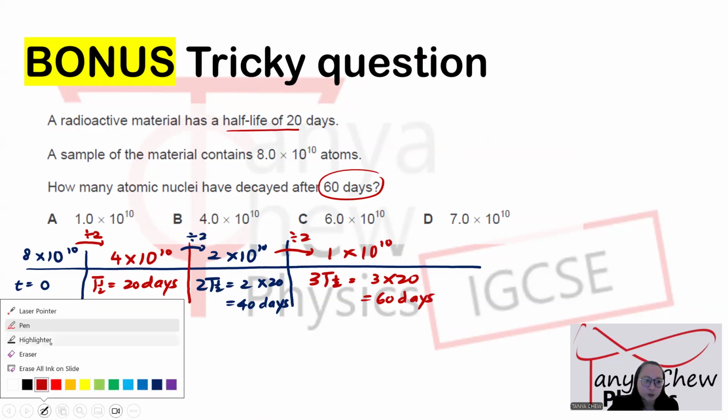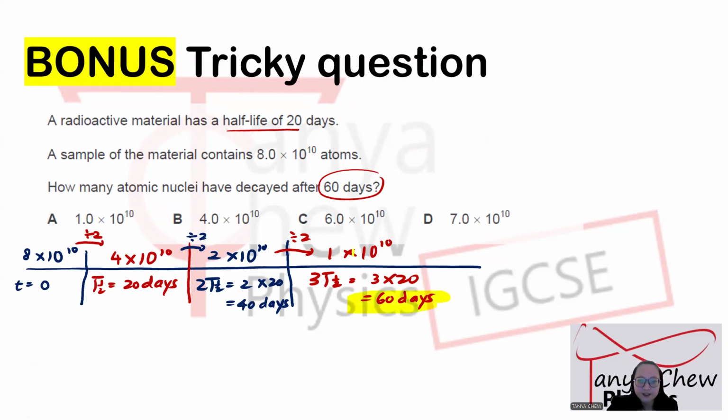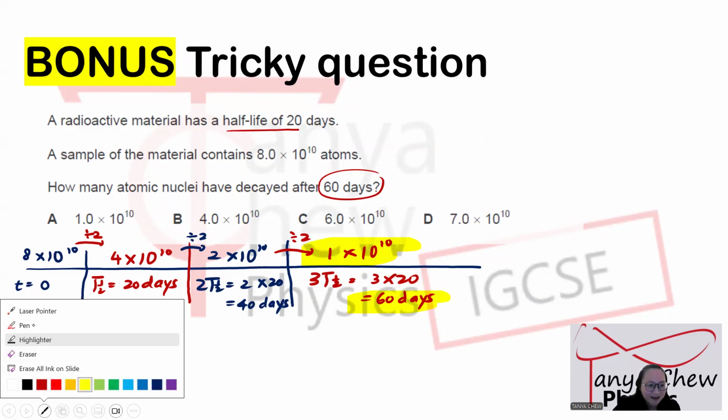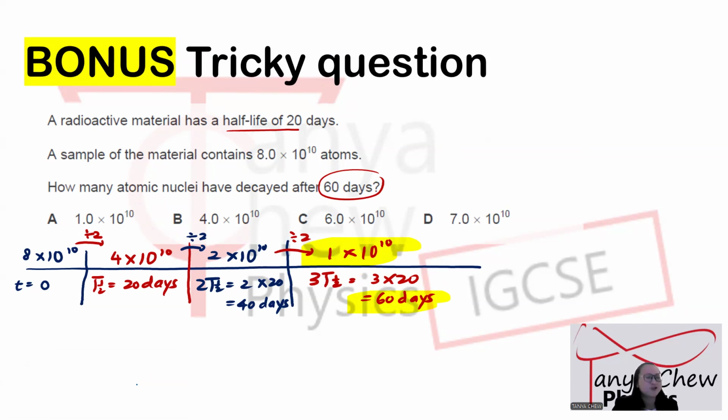Most of the students, when they see this, think, okay, 60 days, that is 1 times 10 to the power of 10. So the answer is A, right? In a way, this is incorrect. Do you know why? Because 1 times 10 to the power of 10 is the remaining nuclei. The question asks you how many have decayed? This is remaining.